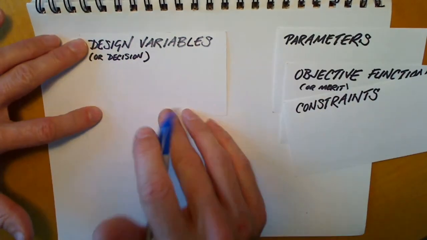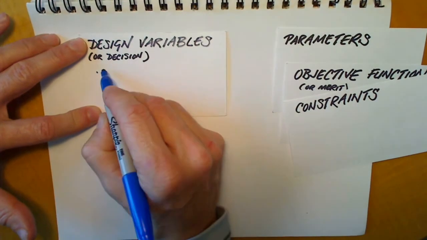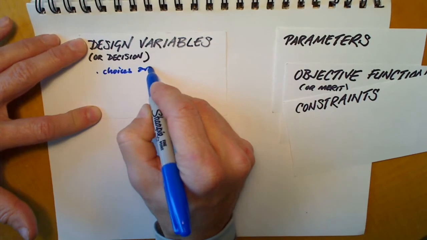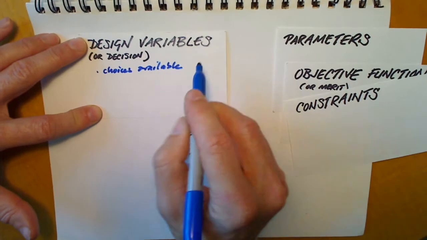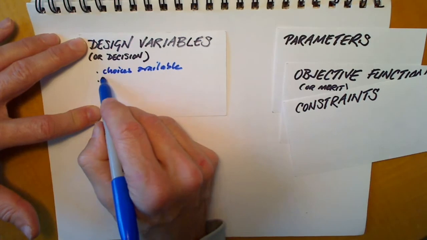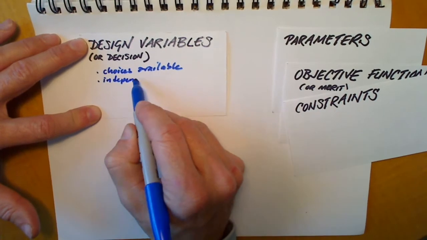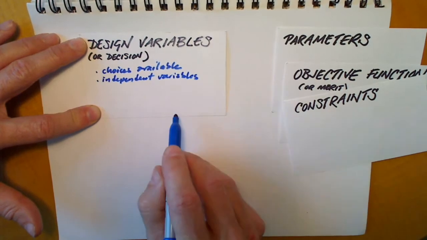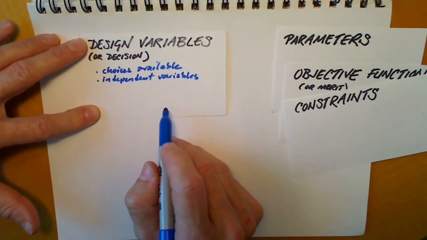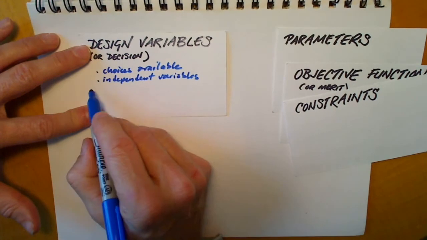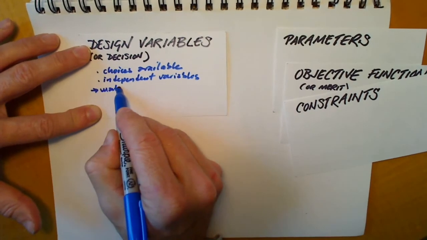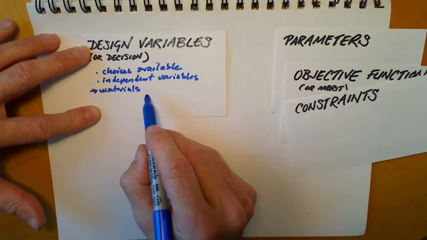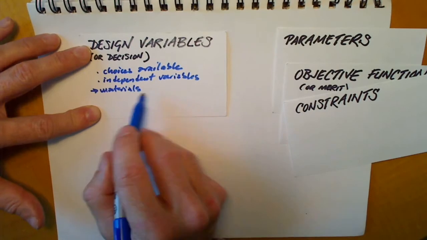Let's start with the design variables, because these are the choices available to the engineer. These are the things that constitute the design. They are the independent variable or variables that engineers get to choose. There are some good examples of things that engineers typically get to choose. One of them might be the materials that make up a design. That could be wood, metal, glass, plastic.